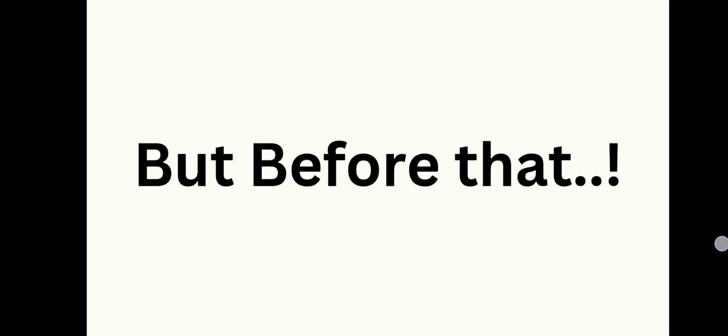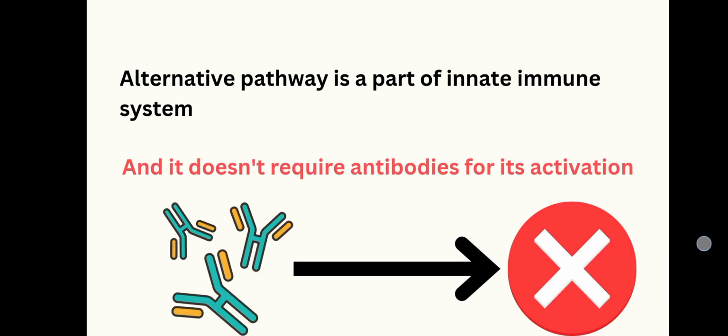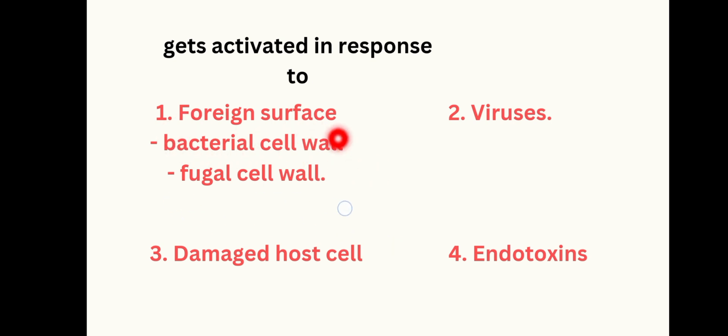Before diving into the topic, let me give some basic ideas so that you can easily grasp the concept. The alternative pathway of complement activation is a part of the innate immune system. As it is a part of the innate immune system, it doesn't require any kind of antibodies for its activation. Rather, it gets activated in response to foreign surfaces, that is bacterial cell wall or fungal cell wall, viruses, damaged host cells, or endotoxins.